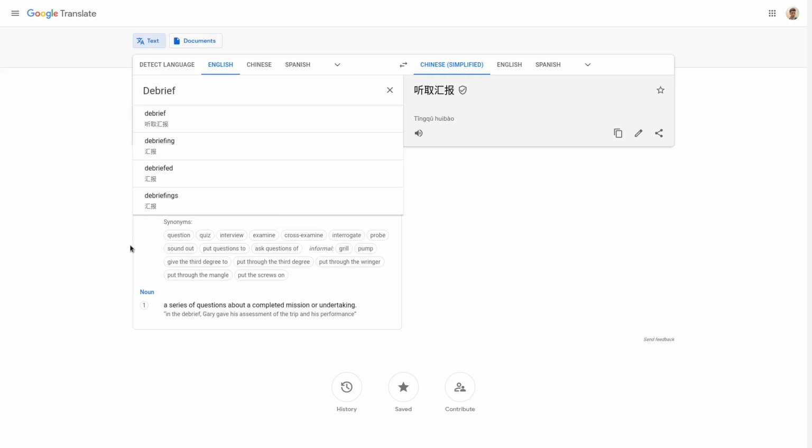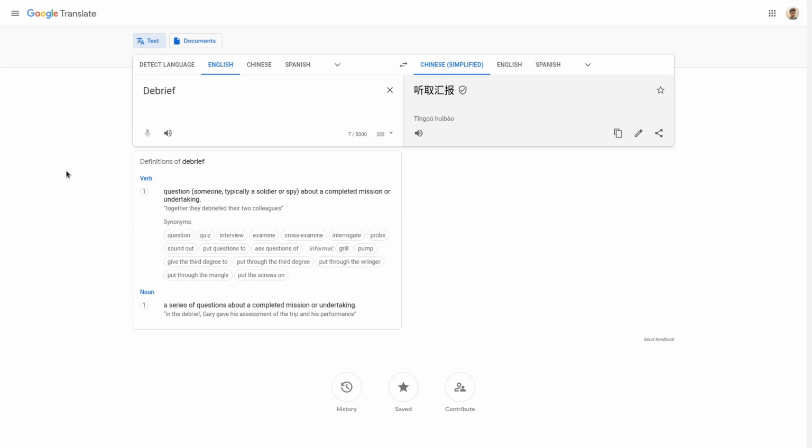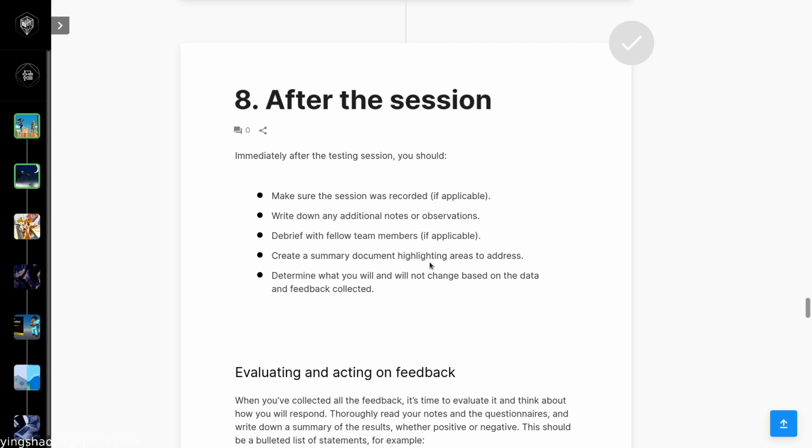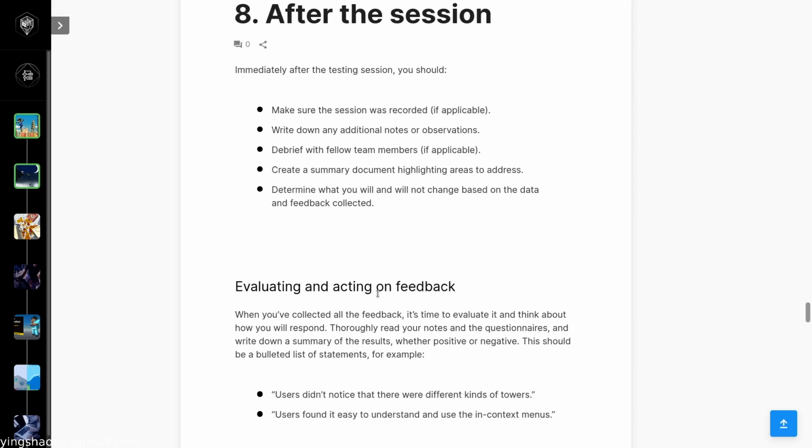Debrief. What is that? Debrief: questioning about a completed mission or undertaking. Okay. In other words, listen to others make a report to you. Create a summary document highlighting areas to address. Determine what you will and will not change based on the data and feedback collected.